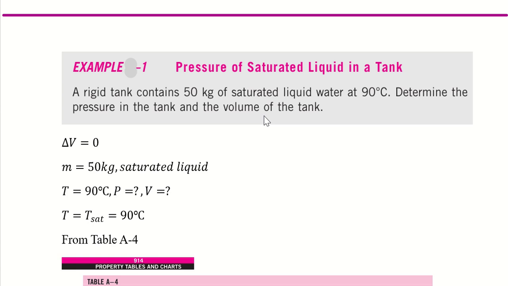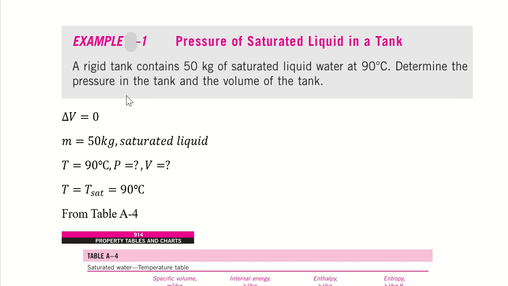In this question, the first thing you notice is rigid tank. In thermodynamics, this translates to no change in volume for that tank. Its change in volume is zero. It contains 50 kilograms of saturated liquid water, so mass m is equal to 50 kilograms, for saturated liquid water at a temperature T, which is equal to 90 degrees Celsius.